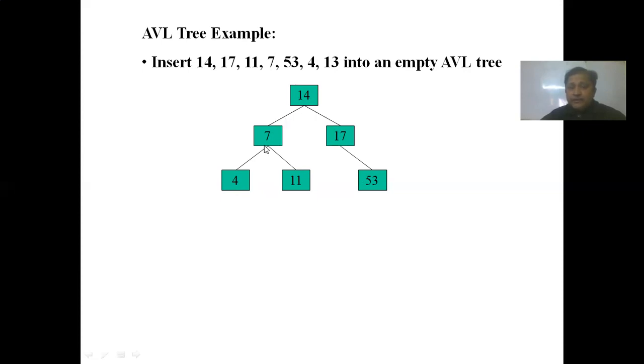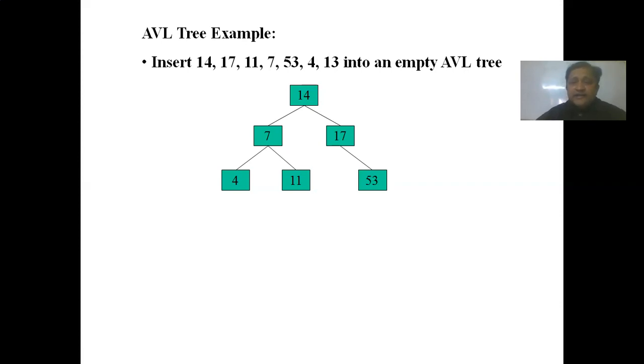All the nodes are balanced because all the nodes satisfy the balancing criteria. For 4, the balance factor is 0 minus 0, 0, satisfying the balancing criteria. For 11, the balance factor is 0 minus 0, that is 0, which also satisfies. For 7, the balance factor is 1 minus 1, 0. For 14, the height of the left subtree is 2 and the height of the right subtree is 2, so the balance factor is 2 minus 2, 0, also satisfying the criteria. 17 also, 53 also.